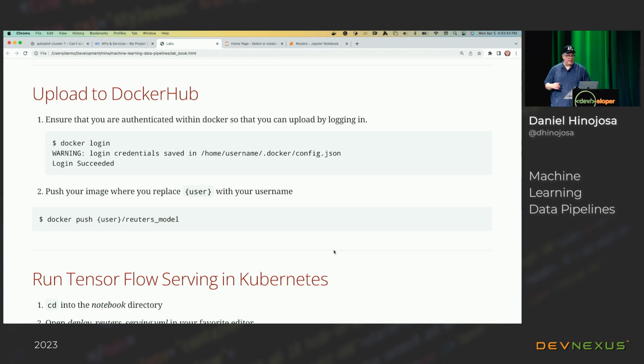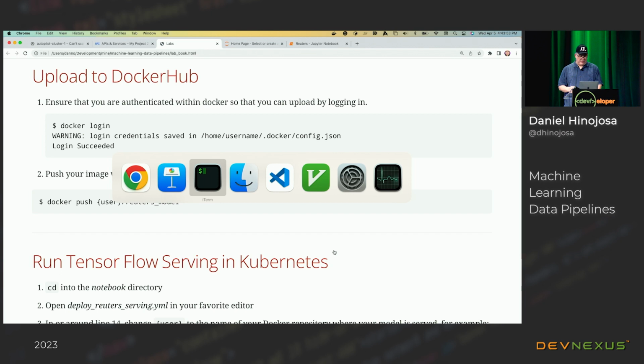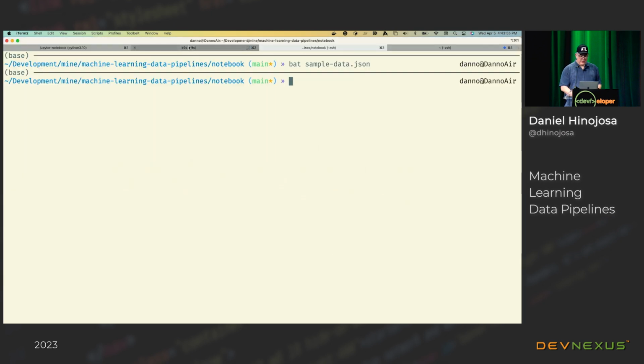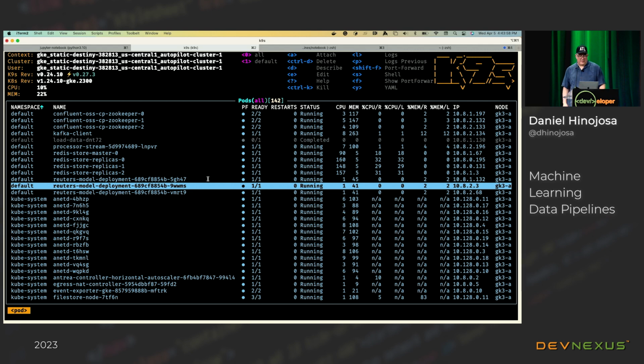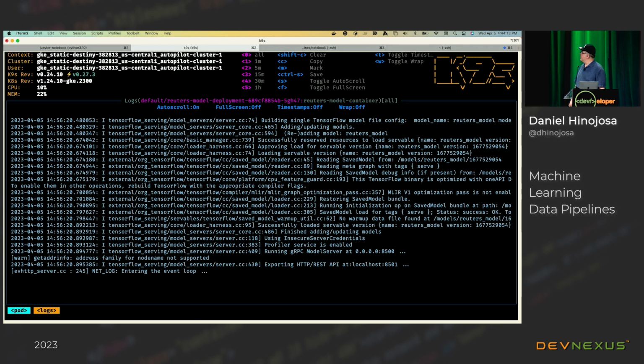I'm going to do a Docker login. I'm going to do a push. And then I am good to go, okay? And so that's what I did. And if you take a look over here, I'm going to go to my K9s. Here's K9s, and I already have some information inside of my Kubernetes. And one of the things that you'll see here is I deployed this Reuters model deployment. And it is hosted at 8501. If I take a look at the logs, you can see everything is being hosted. And right there at the bottom, you'll see localhost 8501.